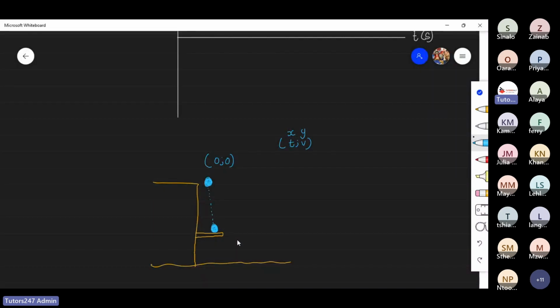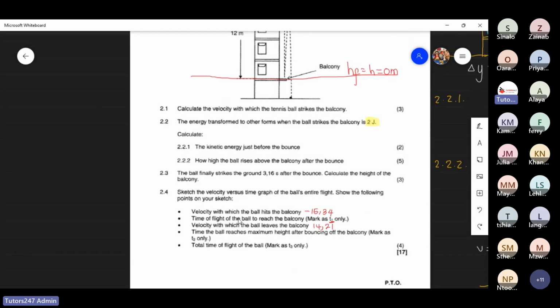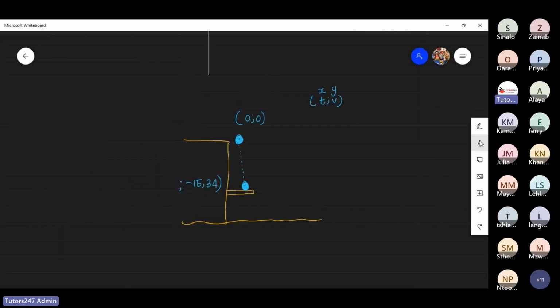The object falls to the balcony and strikes the balcony. Now, what velocity did it have when it hit the balcony? It had a velocity of negative 15.34. So that's our y coordinate. Our x coordinate, I think we were told to use T1 or T2 or something. Let us see. We were told the time of the flight of the ball to reach the balcony. Okay, so the time to reach the balcony is going to be denoted by T1. So we're not going to have an actual time value. So my coordinate here is going to be T1 and negative 15.34.